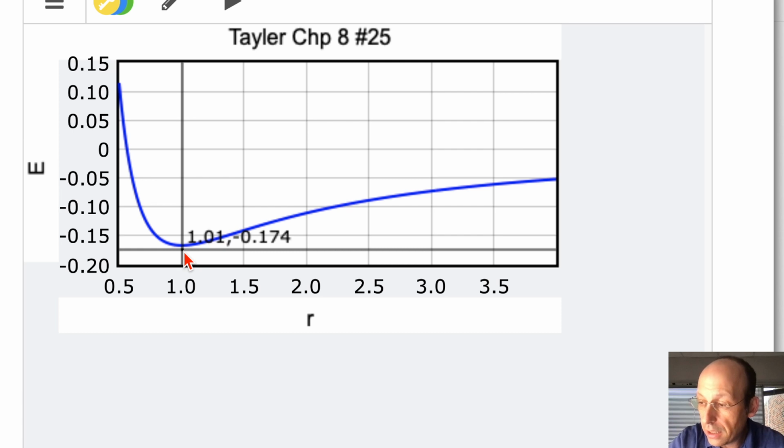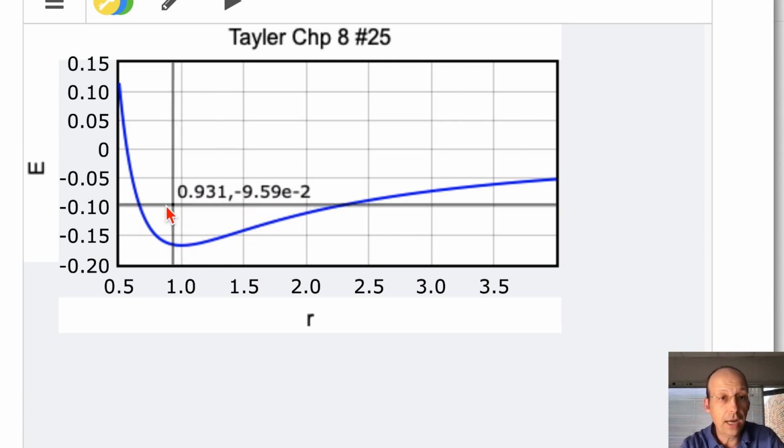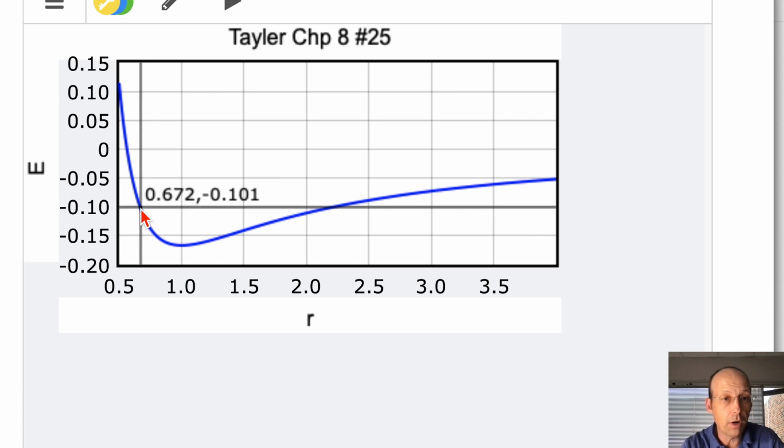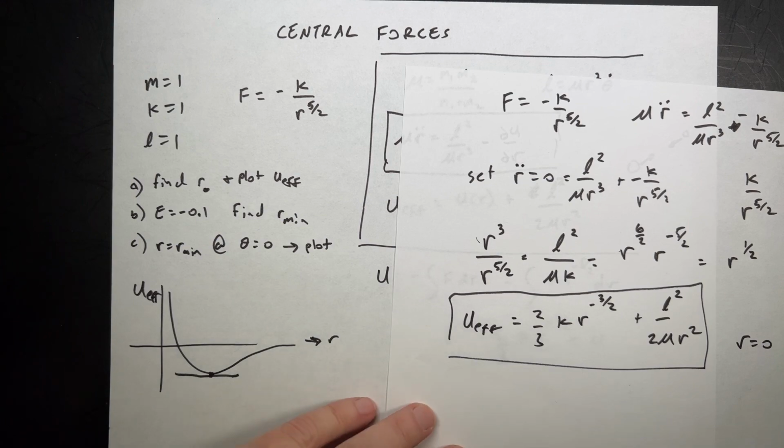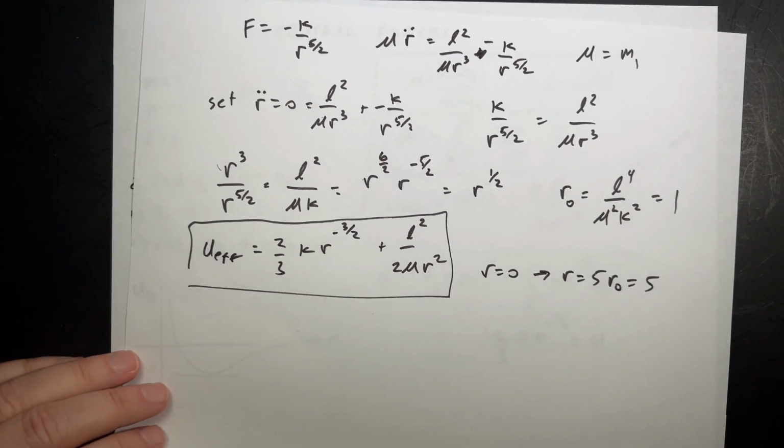Next part was, if the energy is equal to negative 0.01, find R minimum. We can actually get this from the graph. So remember that that energy is kinetic plus potential, and here's the potential. So this is 0.01 right there, that's my negative 0.01 energy. I'm pointing at the screen; you can't even see it. Let's draw this on paper. I think it'll be a little bit easier to see. Okay, so here's my sketch of my graph.